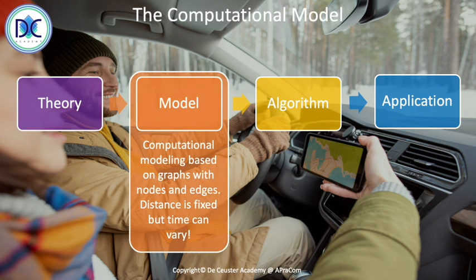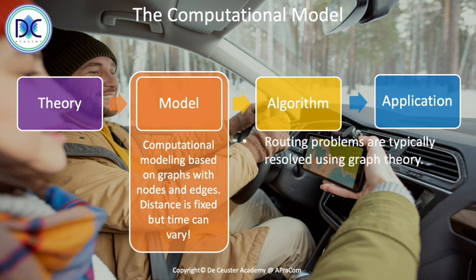Let's first have a look at the model. The model is based on computational modeling based on graphs, which have nodes and edges. The distance between the points is fixed, but the time can vary. When looking at the route, we can say we want the shortest distance, or we want the fastest route completion. So these are two elements that we can consider.